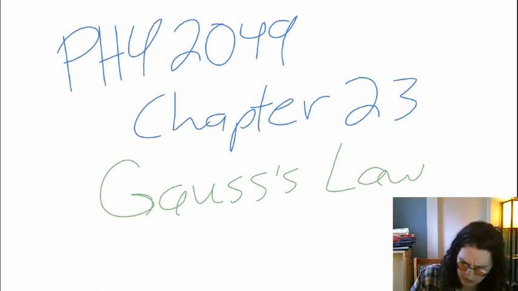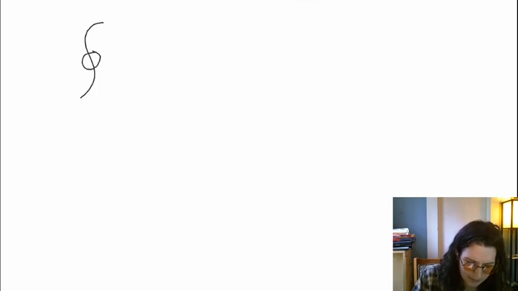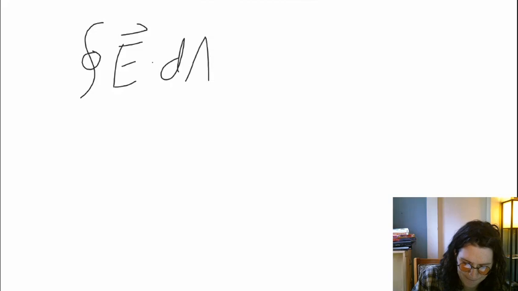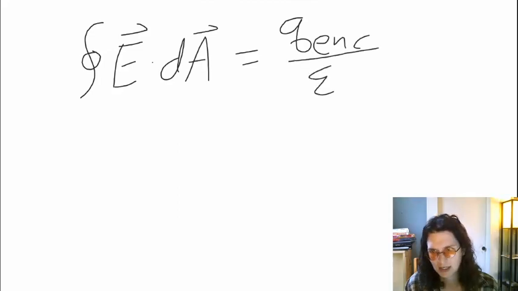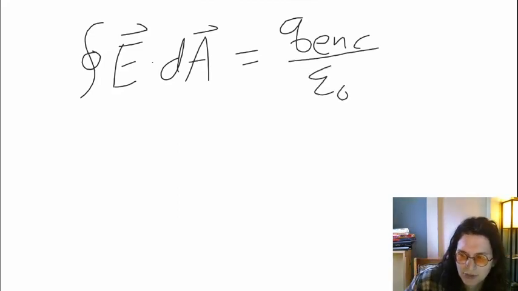All right, so let's talk about Gauss's law and the formulation of Gauss's law. Now, there is a lot of mathematical stuff that goes into Gauss's law. Specifically, Gauss's law is the definition of a surface integral over an area. We have the integral of the electric field dotted with the differential area vector, and this is going to be equal to the charge enclosed over epsilon naught, where epsilon naught is our constant. It's equal to 8.85 times 10 to the negative 12th.